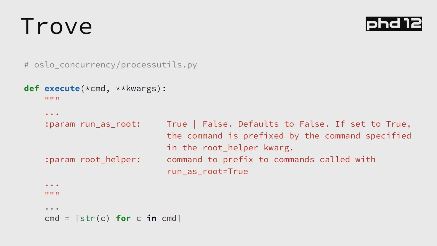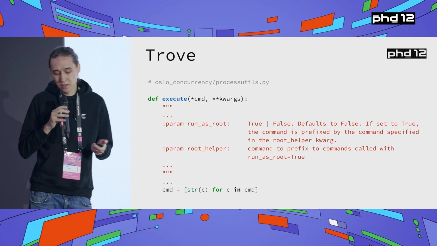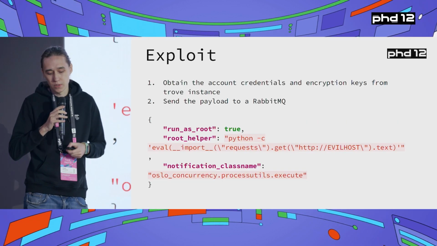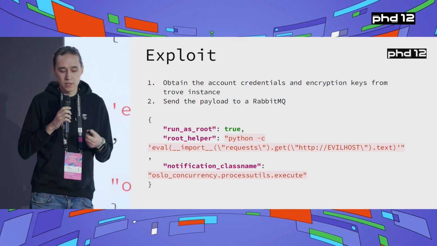The problem is that we cannot send our payload with this command. However, there are two named parameters. One is run as root, which can be set to true, and then OpenStack will try running this command with root rights. There is also the root helper parameter that will add a prefix to the command that we're trying to execute. For some legitimate situation, for example, it should have sudo, but we can actually play with root helper, can't we? So this gives us the following exploit chain.